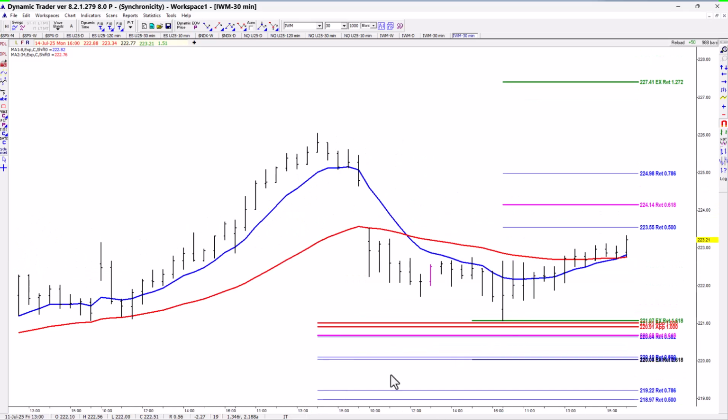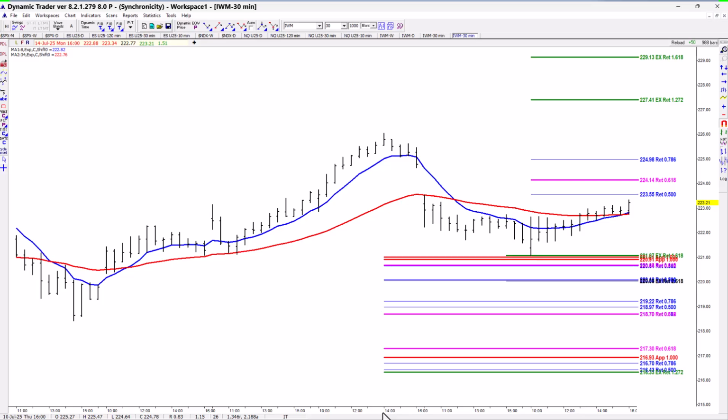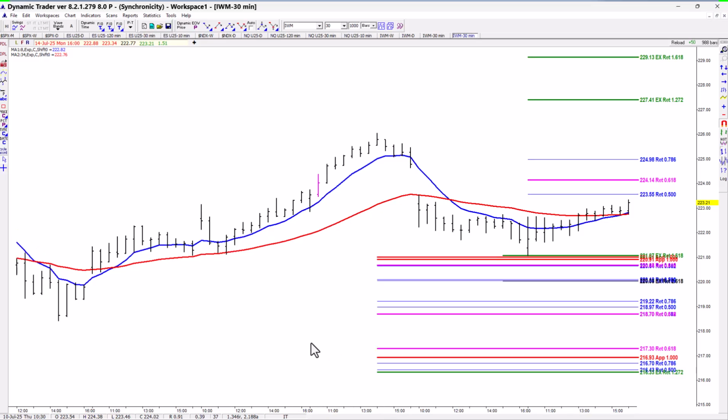But this is how we come up with the setups. We run retracements, extensions, and projections.